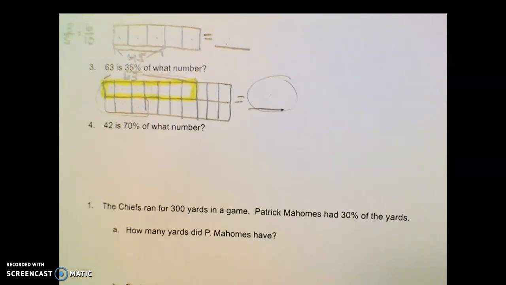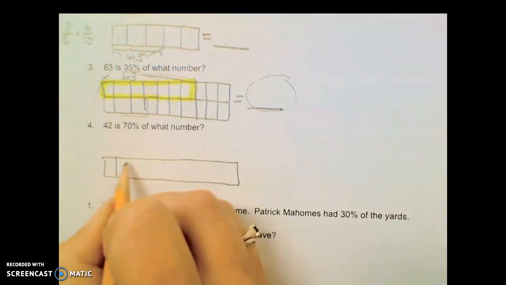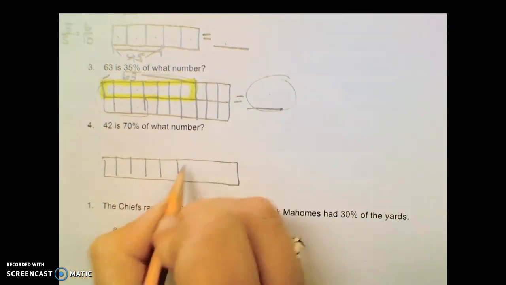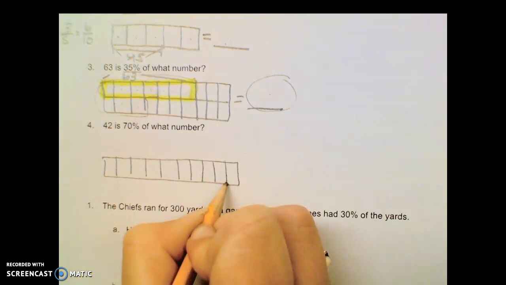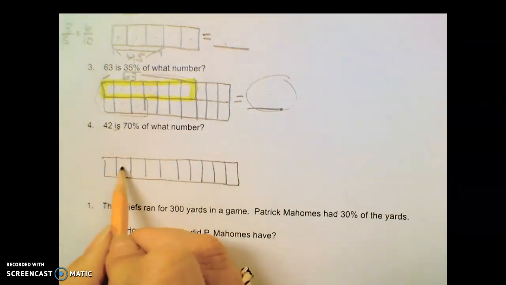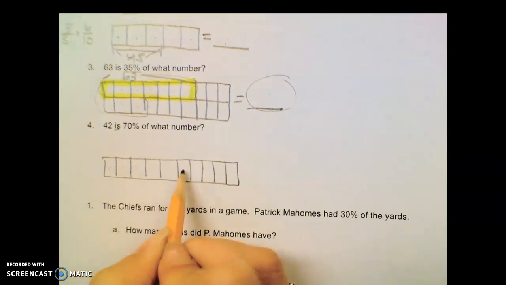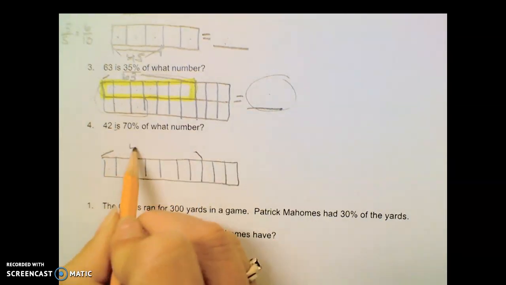Number 4, 42 is 70% of what number? If I need to model for 70%, that's going to be my 10 block model. 1, 2, 3, 4, 5, 6, 7, 8, 9. And then I know 42 is the same as 70%. That's going to be 7 of these boxes again, because each of them is worth 10%. 10, 20, 30, 40, 50, 60, 70 is 42.